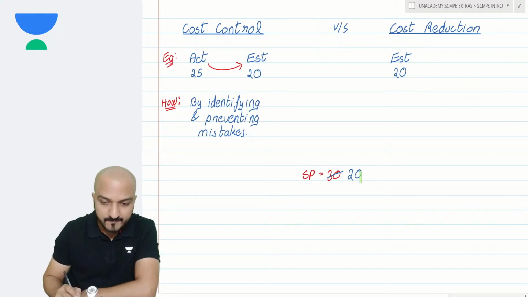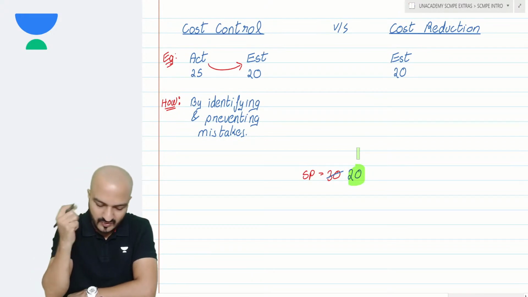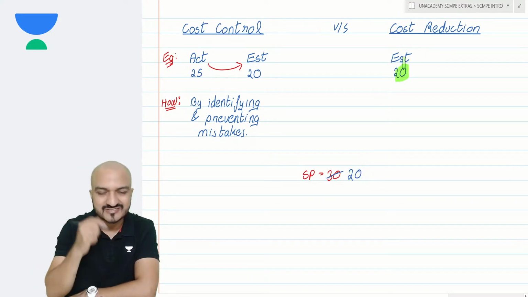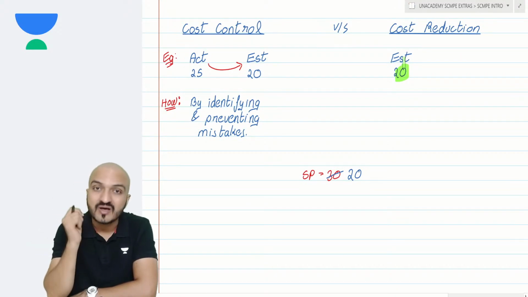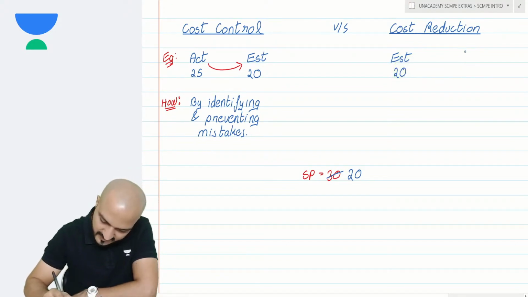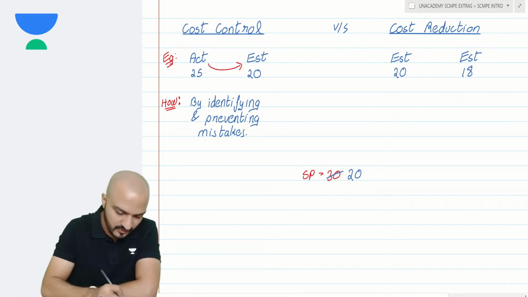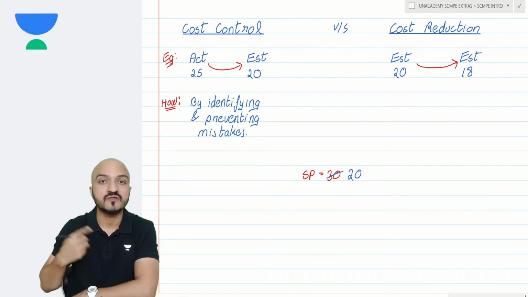Okay, so if the competitor is selling at 20, then I need to bring my price down to 20. Well, at the estimated cost of 20, I cannot afford a selling price of 20. So now I want to bring my cost further down, from the estimated cost of 20 to an estimate of 18. So what you are trying to do here is decrease your estimate further down.